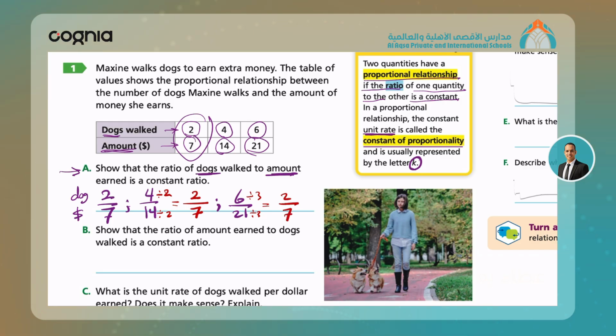So as you can see here, all of the 3 ratios are equivalent. They are 2 to 7. So the ratio of dogs walked to amount of money earned is always 2 to 7.